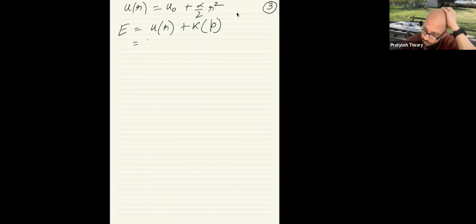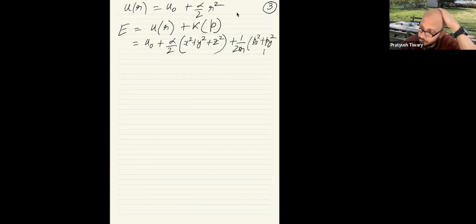So this is going to be U naught plus alpha by 2, and now we will switch to a Cartesian coordinate system. R square can be written as X square plus Y square plus Z square, plus kinetic energy. What is that? 1 by 2m times px square plus py square plus pz square. This is only for one atom. But what is the advantage here? We can write down similar terms for every other atom, right? Other atoms will also have the same energy. The variables will be the same. It's just that they are different atoms.